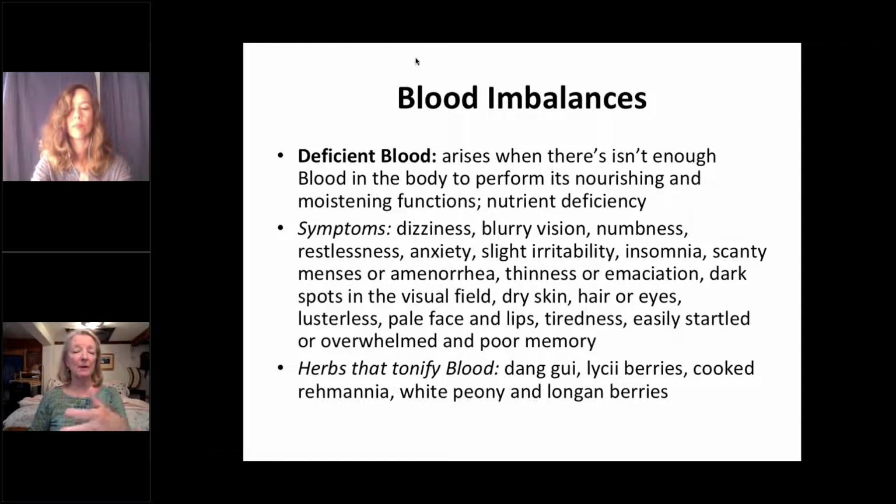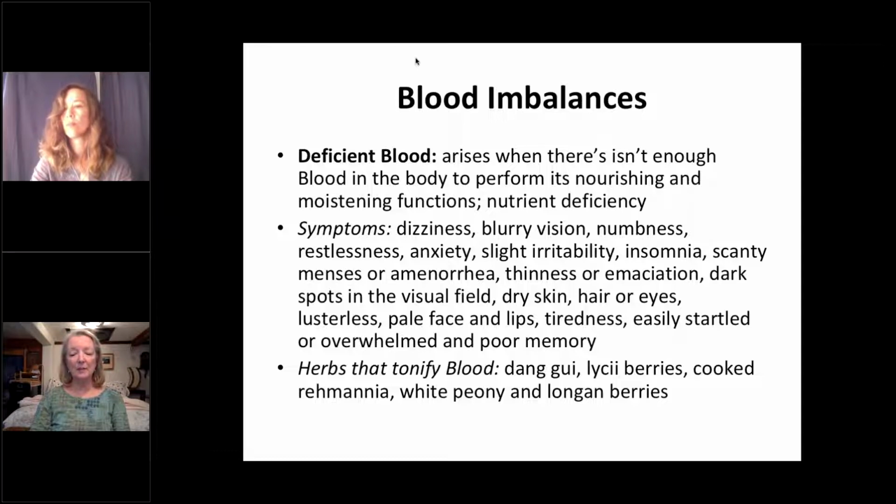If the person has a pale face, dry skin and eyes, hair, blurry vision, we're looking at blood deficiency. Okay? They might also be easily startled or easily overwhelmed. And poor memory can go in this category, particularly long-term poor memory. So here we want to use herbs that tonify blood. And this is, again, a place where the materia medica diverges greatly with the Chinese and the Western.